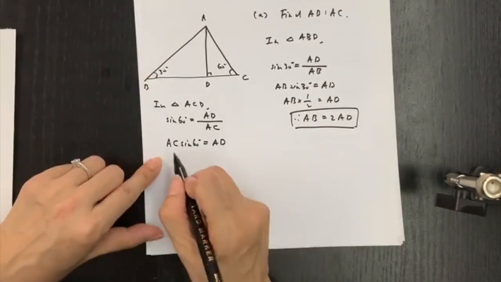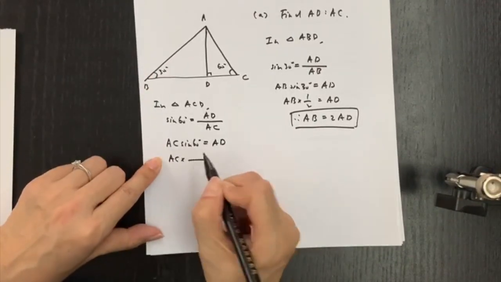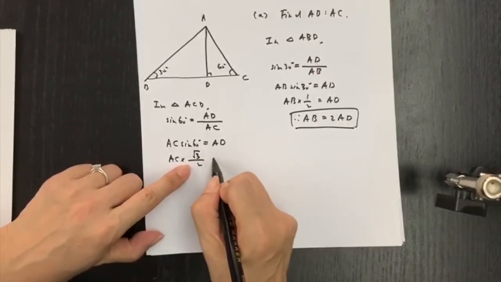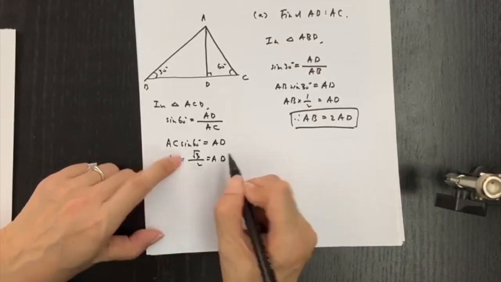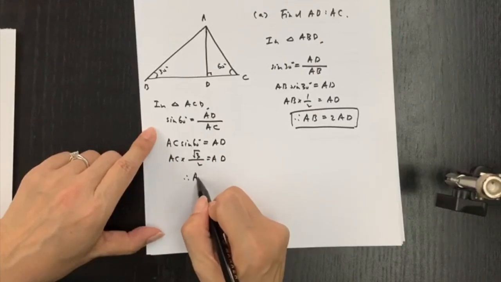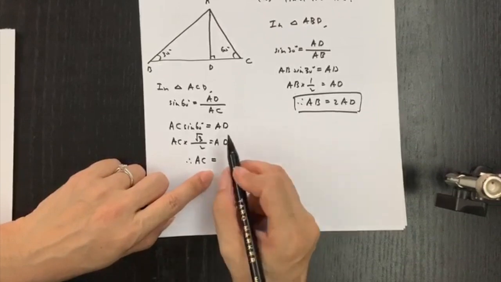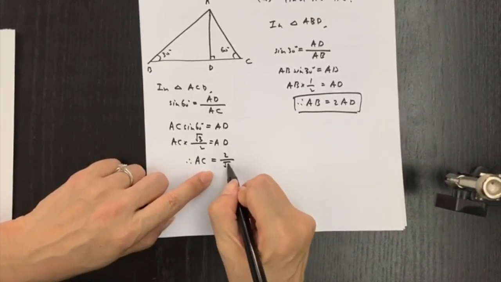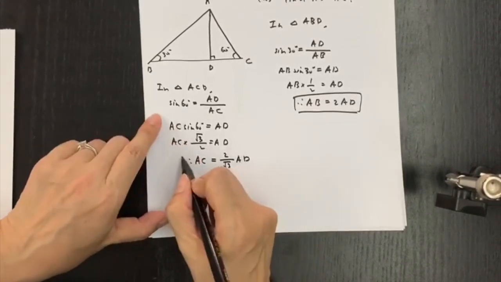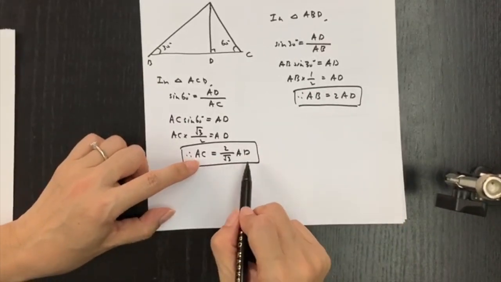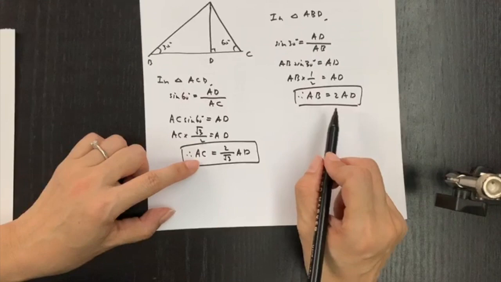And then AC times sine 60, which is root 3 over 2, equals AD. Now I change the subject to AC and move this to the right-hand side. I need to flip it over in this way. Therefore I have AC in terms of AD, and AB in terms of AD.